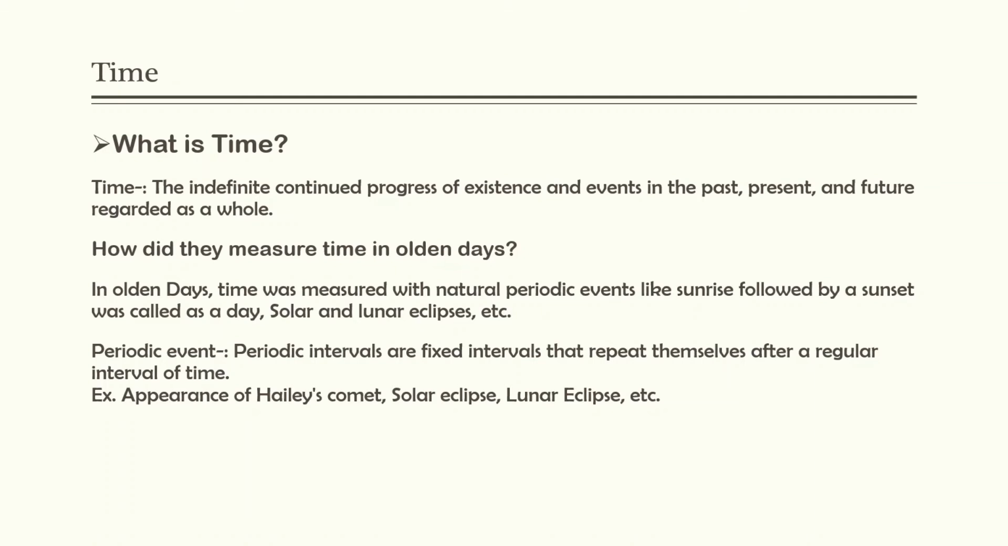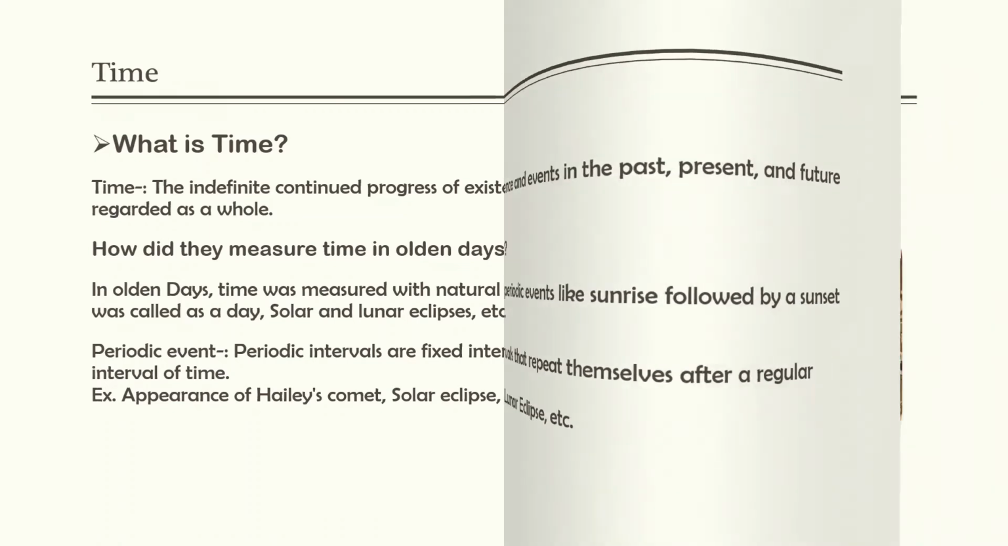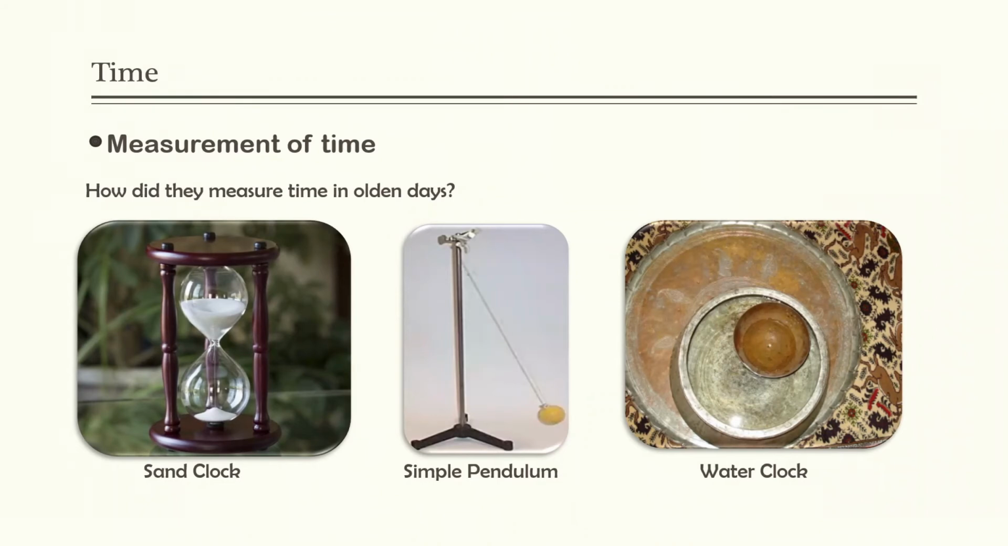Now let's learn how ancient people measured time. In ancient times, people did not have any watches like we have, so they measured time by using such natural events. Time between one sunrise and the next was called a day. Similarly, one full moon to the next was known as a month. A year was fixed as the time taken by the earth to complete one revolution.